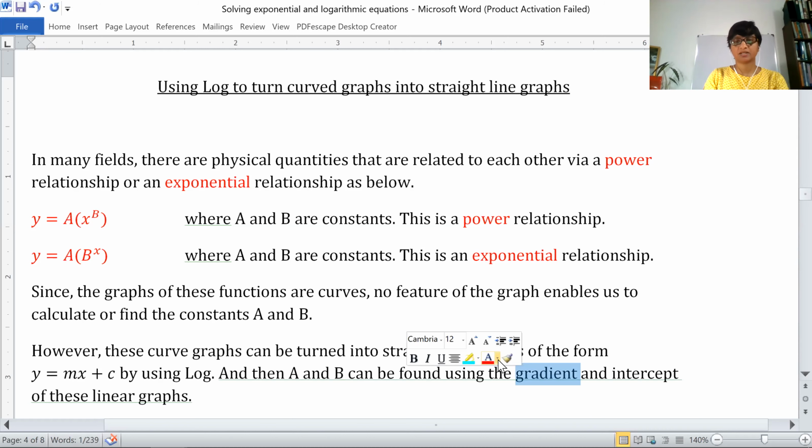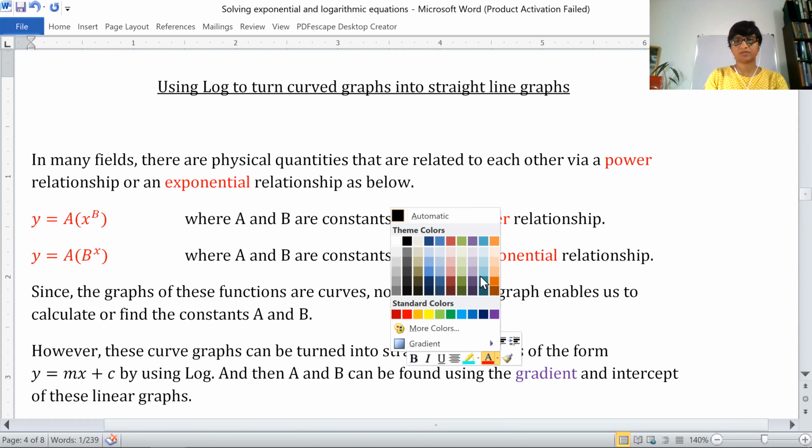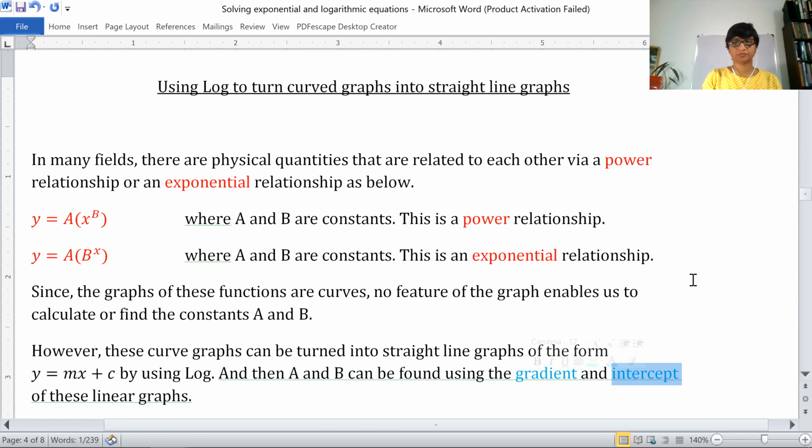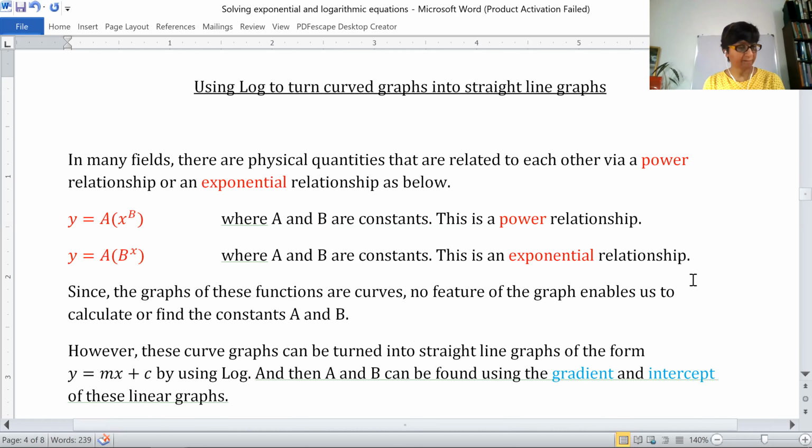Gradient, let's give it another nice color, gradient, intercept. So this is very easy. You just have to know how to turn those two types of relationships, y equals ax to the power of b and y equals ab to the power of x, into something that looks like a straight line graph by using log. So I will show you one.